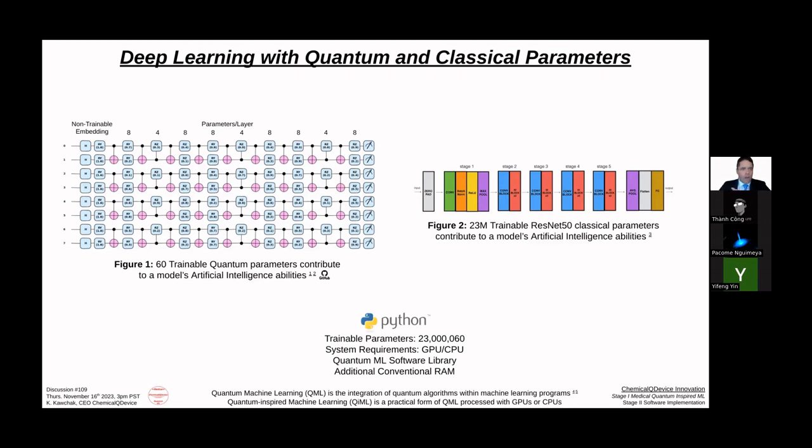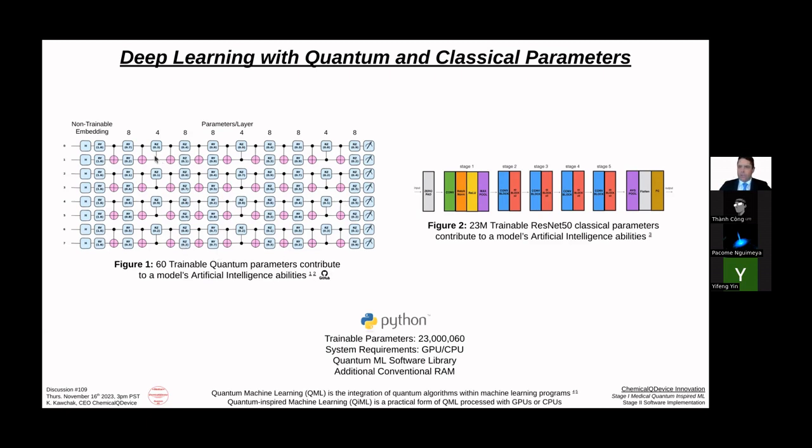This is talking a lot about deep learning with quantum and classical parameters. What I have drawn here is basically a PennyLane sketch. The first two layers, the Hadamard gates and the RYs here, are non-trainable. What that means is that the parameters are set, and over the course of many epochs, they just do not change. Now, on the right-hand side, this big block here is a collection of 60 trainable quantum parameters.